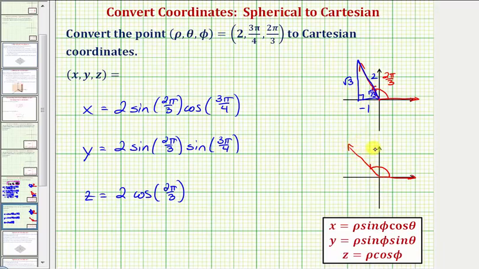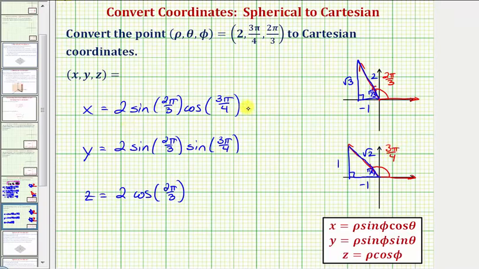where now the reference angle would be π/4 radians, or 45 degrees. So the reference triangle would look like this. And now because we have a 45, 45, 90 reference triangle, we can label the three sides 1, 1, square root 2. But again, because we're in the second quadrant, this leg would be negative 1. So this would be the reference triangle for 3π/4 radians.